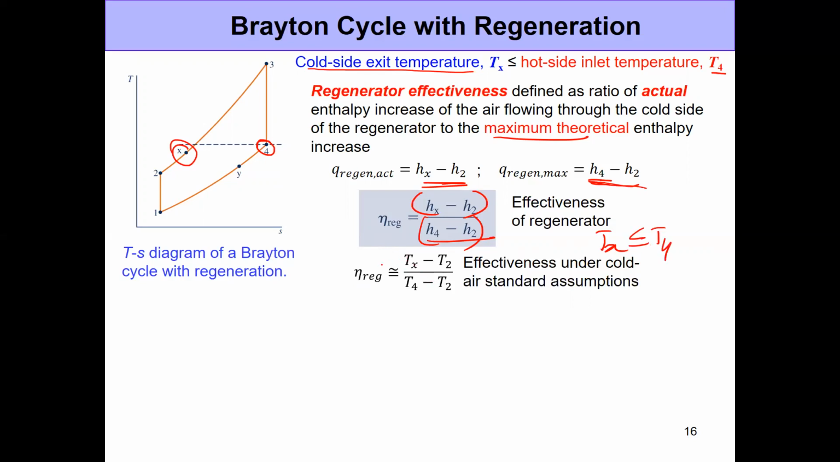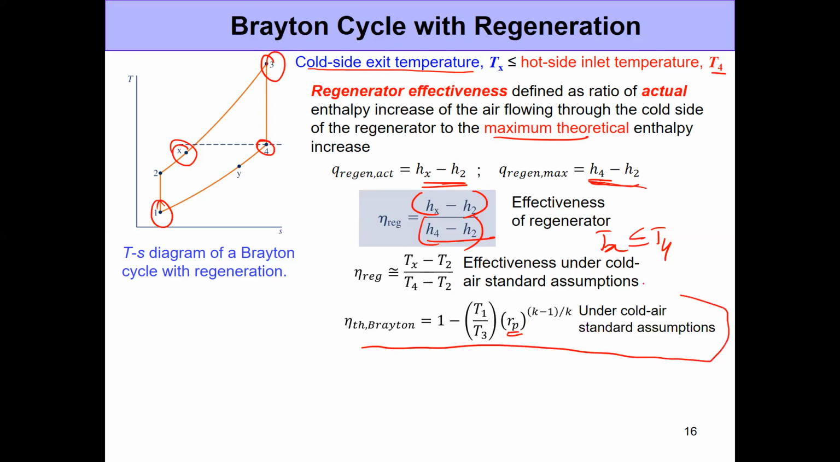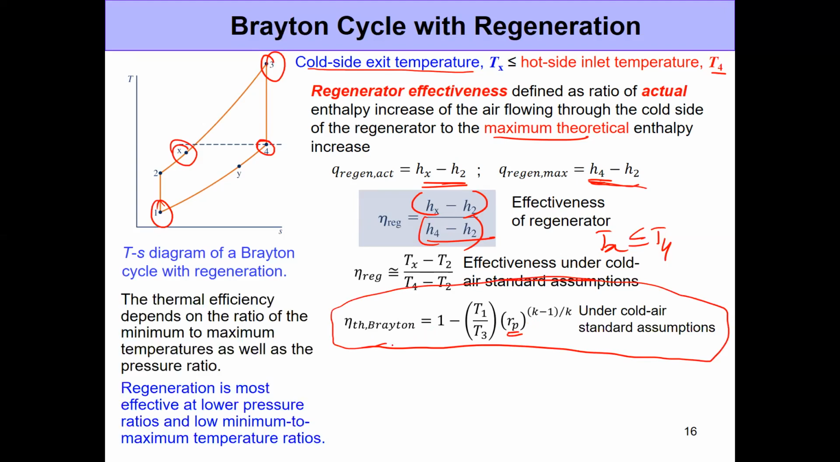formulation for determining the effectiveness of the regenerator, we can write a formula for the thermal efficiency of the Brayton cycle in terms of T1 and T3, which are the minimum and the maximum temperature within the cycle, all right, and the pressure ratio Rp raised to k minus 1 by k. Now, this specific formula for the thermal efficiency is not applicable when you do not have a regenerator. This is only applicable when we have a regenerator, okay? And as we can see here, the thermal efficiency is not just a function of temperature, but also depends on the pressure ratio, okay?